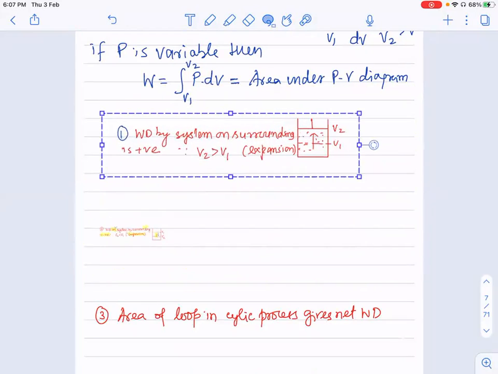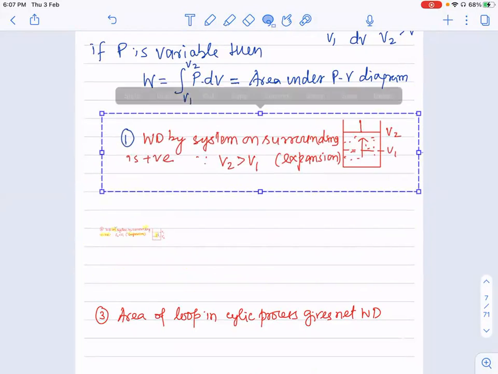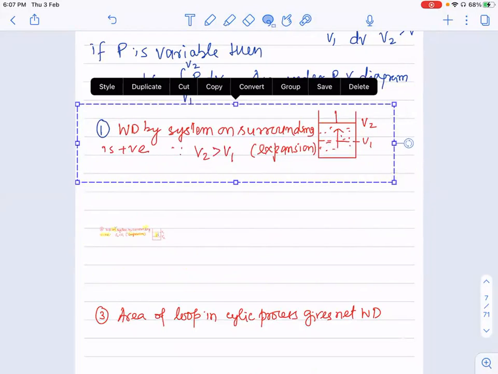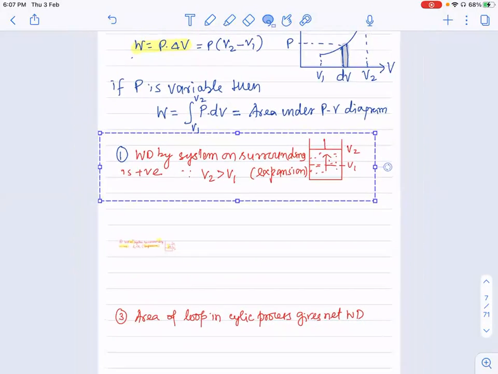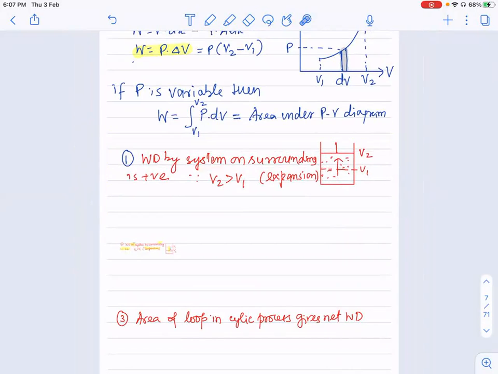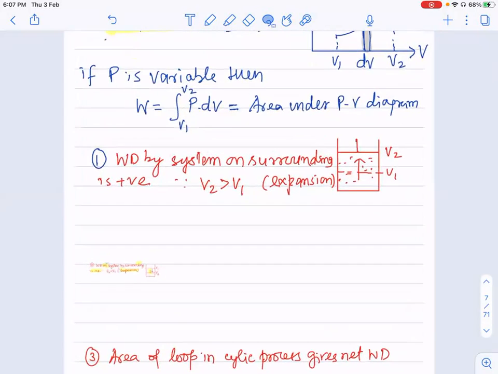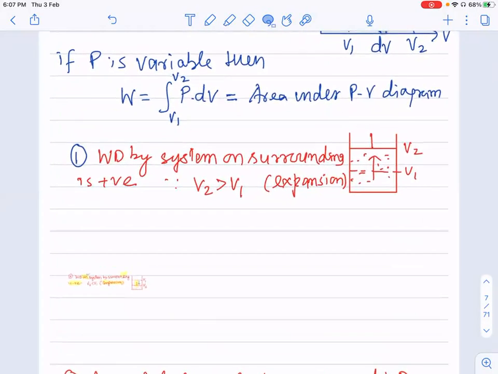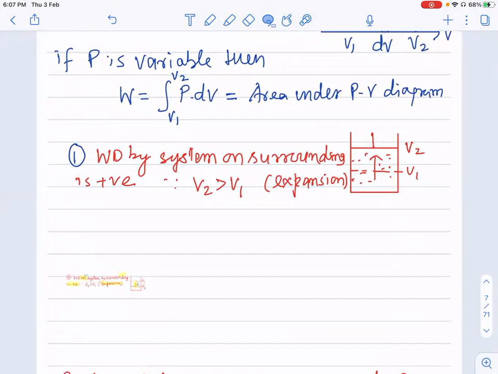देखो. Yeah, you see, work done by the system on the surrounding. System कौन है? Gas है. Work done by the gas. इसको थोड़ा सा डार्क करता हूँ. Can you see it now properly? Work done by the system, that is gas, on the surrounding is positive. क्या है? Positive.